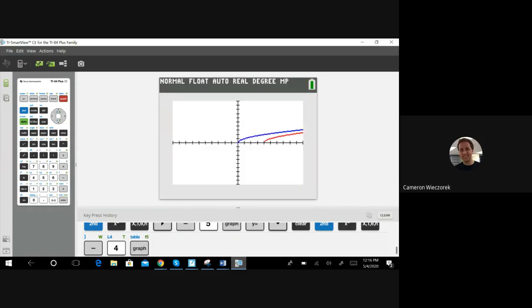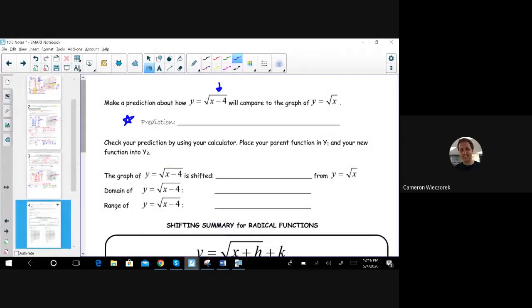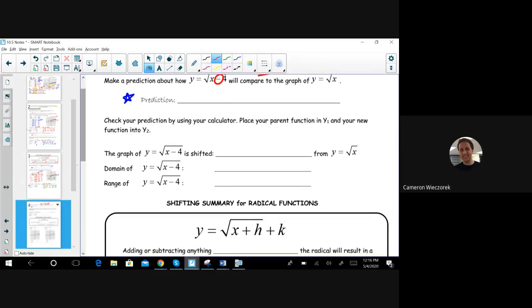Okay, so where did it move it? The blue one was the original. And if you look at that low point, it moved it right 1, 2, 3, 4. So all this did is it took the blue graph and shifted it to the right 4 units. Every single dot that you have moved right 4. So even though there's a subtraction sign, that's actually moving it to the right.